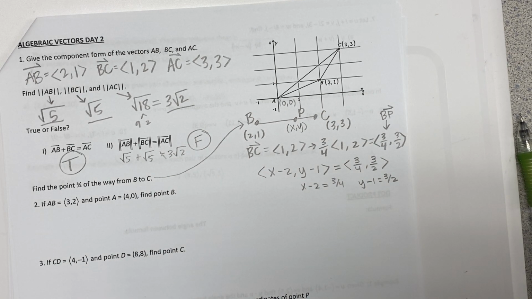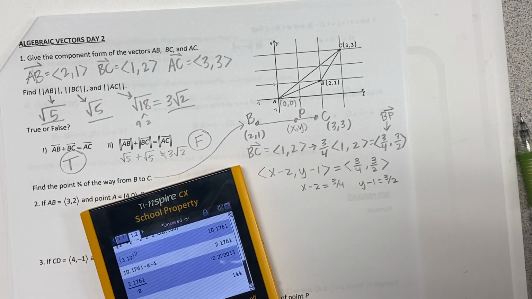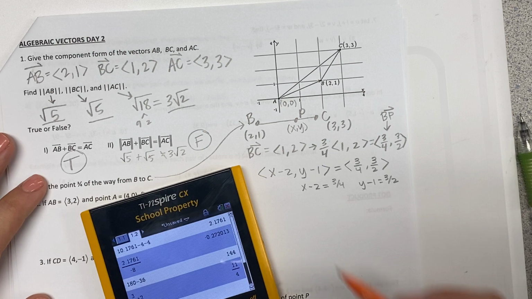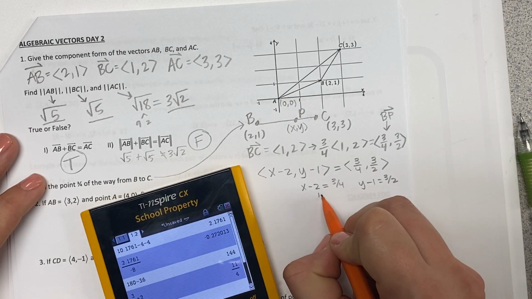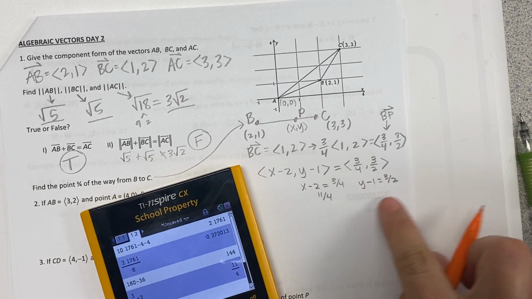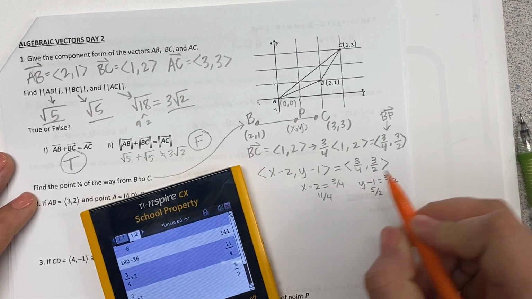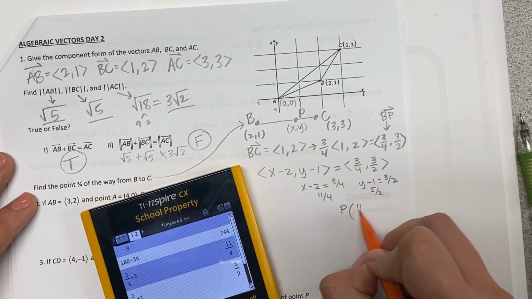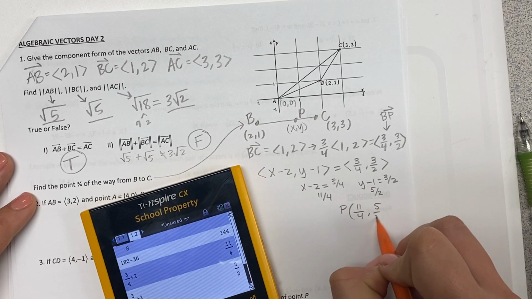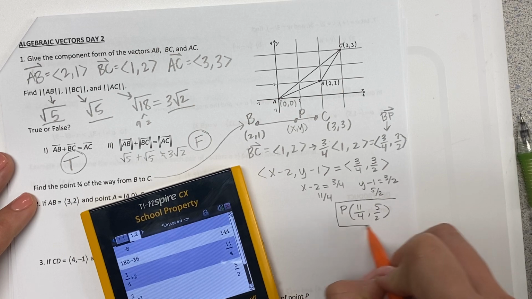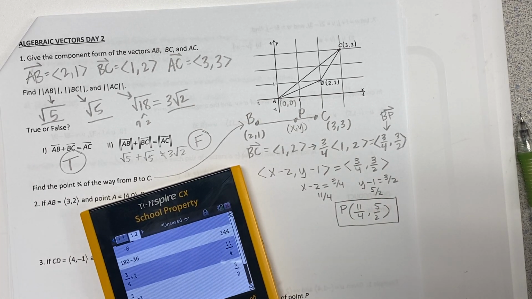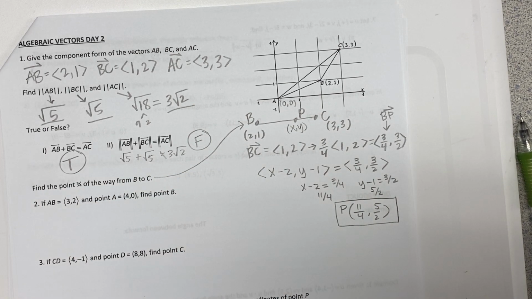Let me go get a calculator. Okay, I'm back. So let's do 3/4 plus 2, 11/4. And add the 1, so 3/2 plus 1, 5/2. So P is at 11/4, 5/2. Wow, what a good time that was. Let's keep it going.